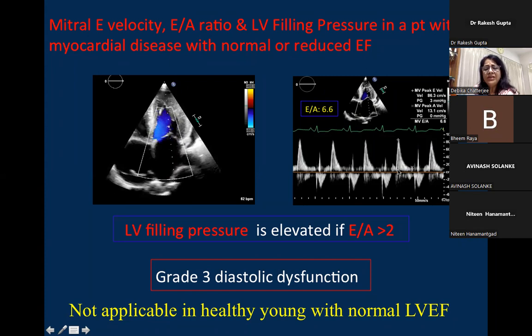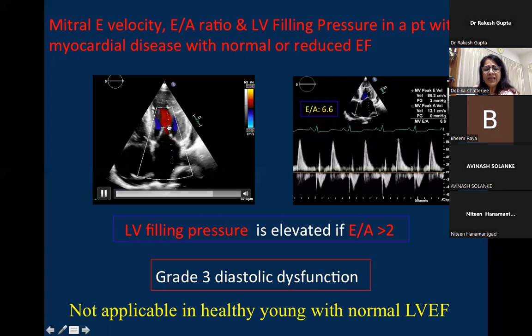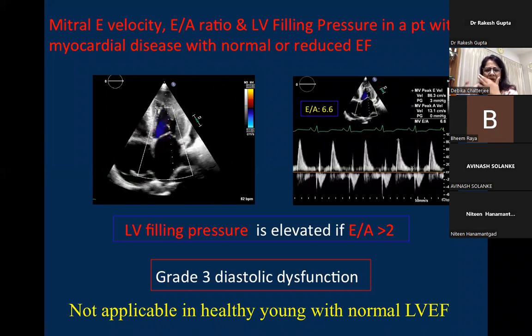As I said, it is the restrictive pattern. LV is non-compliant. LA pressure is significantly high. As soon as the mitral valve opens, blood enters with very high velocity because LA pressure is very high, giving rise to the tall E. But since the LV is non-compliant, it is like a balloon made of thick rubber. The change in volume in response to pressure is not normal.